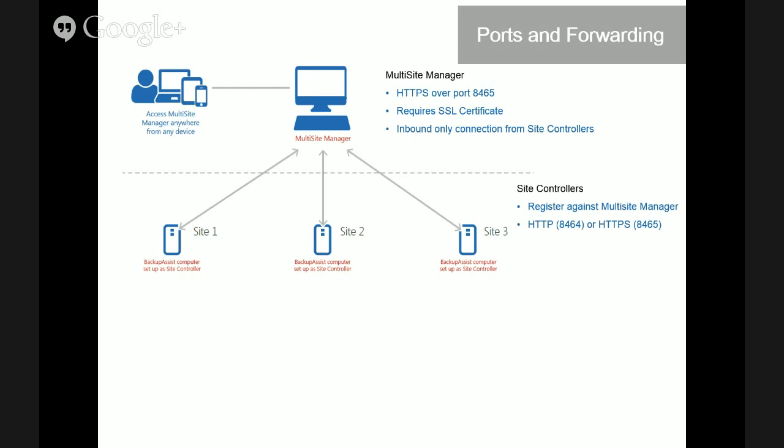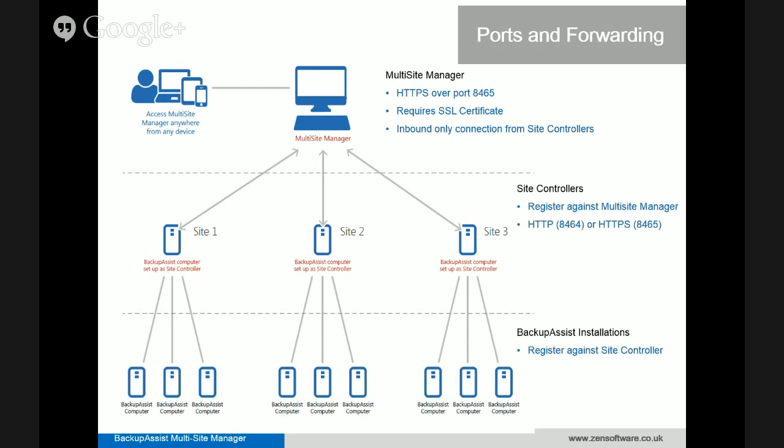So assuming that you've registered a site, I'll show you how you do that in a moment, any other machines behind that site, they connect to this site controller over HTTPS or HTTP on those two ports, 8464 and 8465. Generally speaking, to keep things simple, because that traffic is internal, that's where you can potentially use just standard HTTP. If you want the added security of knowing that the internal traffic between BackupAssist installations and the site controller is encrypted, then again, you would need an SSL certificate on each of the site controller machines.